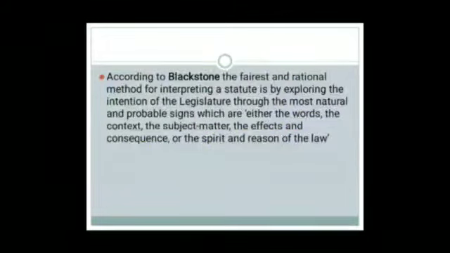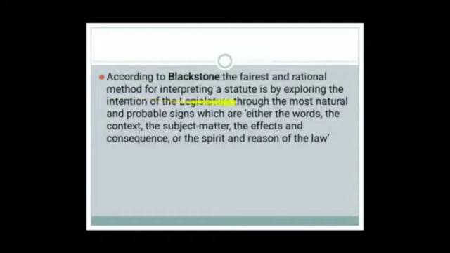Now Blackstone also says that the fairest and rational method for interpreting a statute is by exploring the intention of the legislature. See, they are all saying the same things. Salmond also said about it. Here he talks about a method for interpreting a statute: by exploring the intention of the legislature.